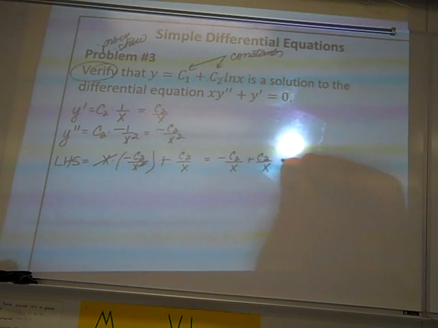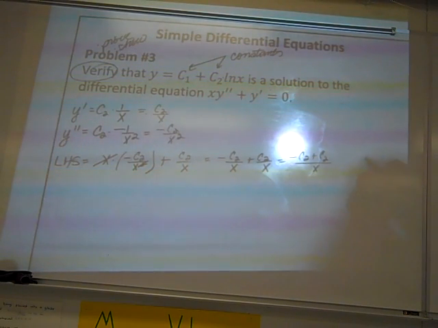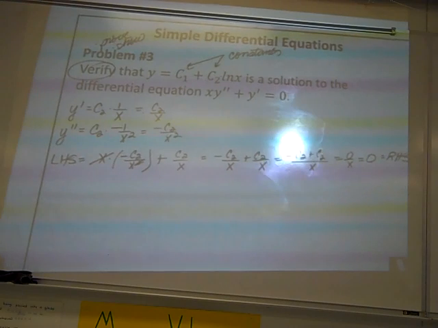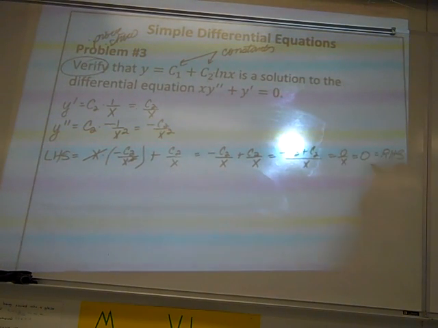Those have a common denominator. That gives me negative c2 plus c sub 2 over x. I get 0 divided by x, which is equal to 0. That's the right-hand side. That is exactly what I was being asked to show. It's a relatively short one.